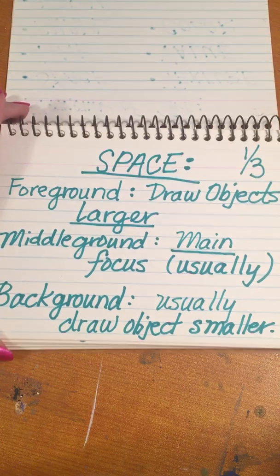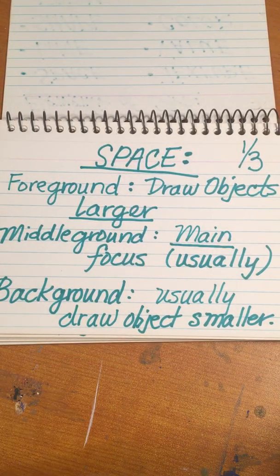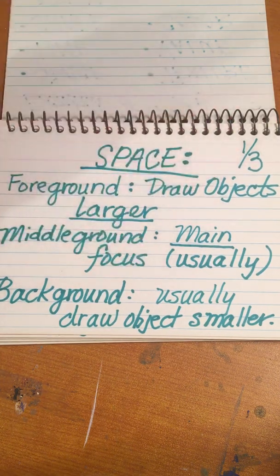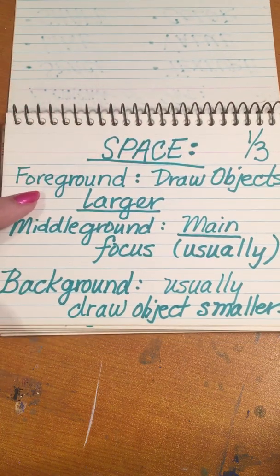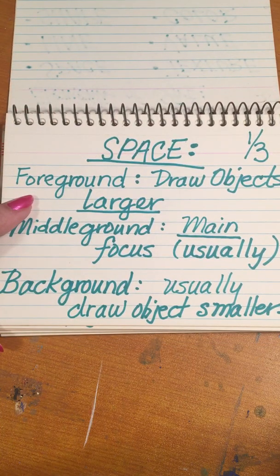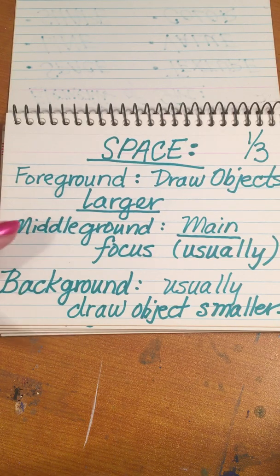So when you look at the space, that's actually the paper or the canvas or the wall that you're going to work on. And most artists operate on the basis of thirds. There's a third in the foreground where you draw objects larger. It creates the illusion of depth into your picture.